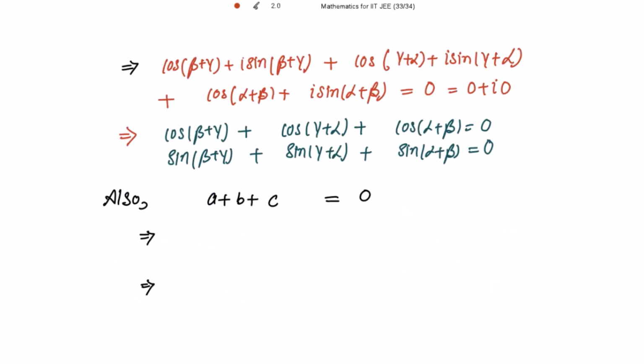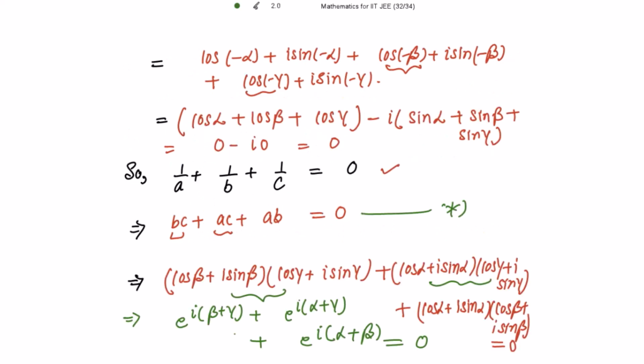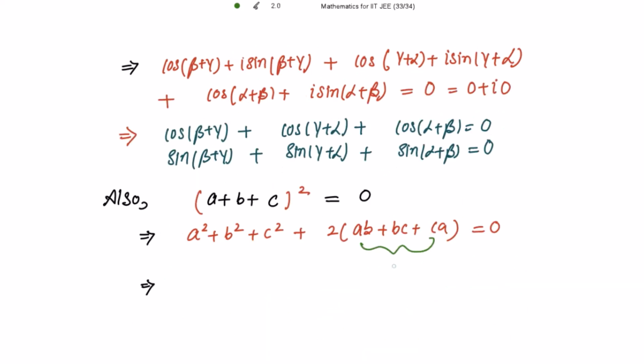Now because we found that the sum of A, B, C is equal to 0, can I write that if I use the formula, its square is also equal to 0? Yes. So writing the square for A plus B plus C, that is equal to A square plus B square plus C square plus twice, taking 2 common, AB plus BC plus CA equal to 0. From star, we get that this sum is 0. So writing 0 for this. So this implies A square plus B square plus C square is equal to 0.